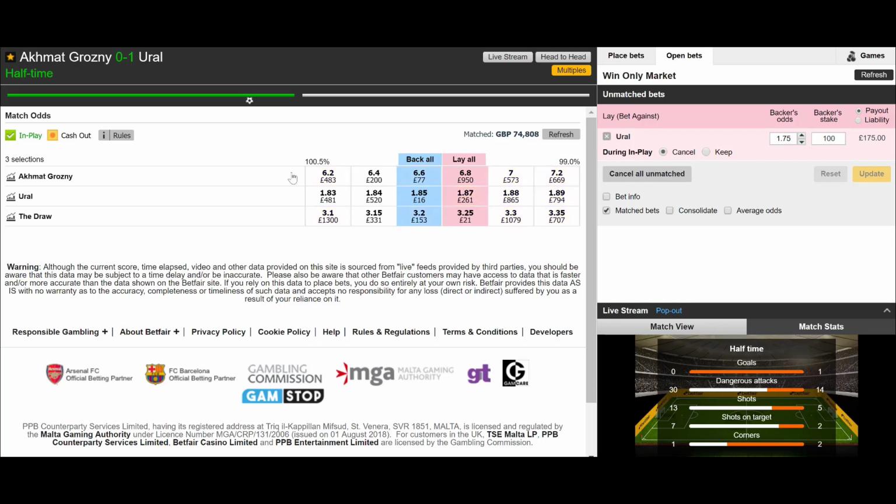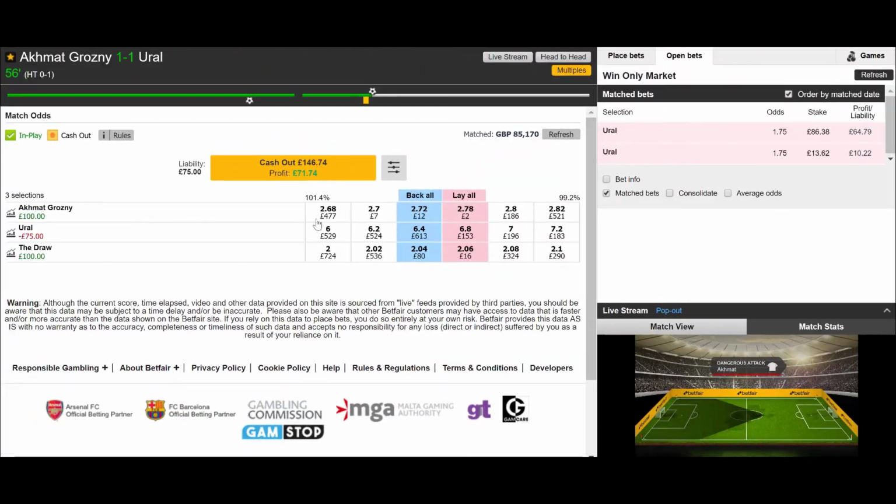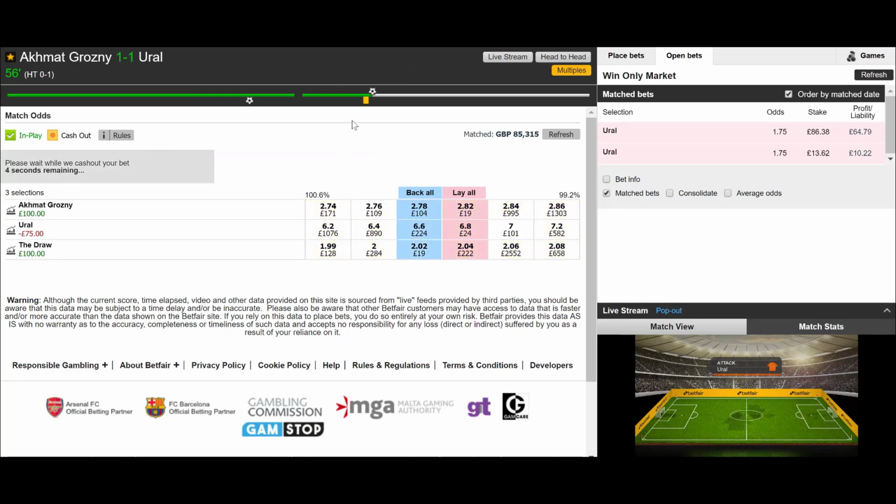Hopefully we should just get matched early on in the second half, and then hopefully we should get the equalizer from Akhmat. Let's see how this one plays out. So 56 minutes in, and the equalizer we wanted has just arrived, and it is now 1-1. The equalizer we were expecting came fairly early in the second half as well. So we can just press the cash out and lock in a profit on this one.